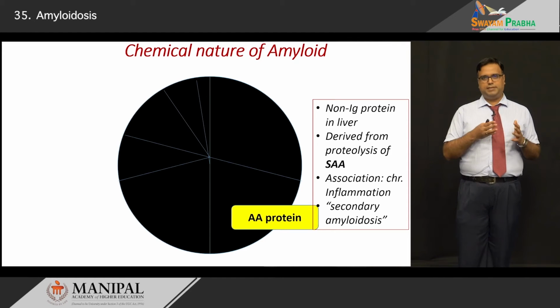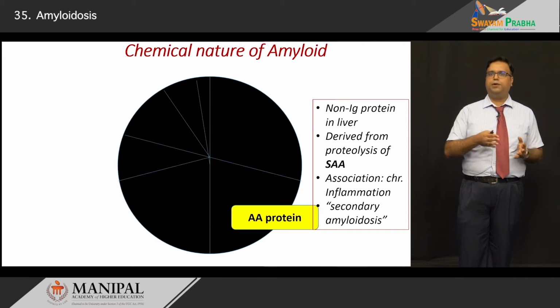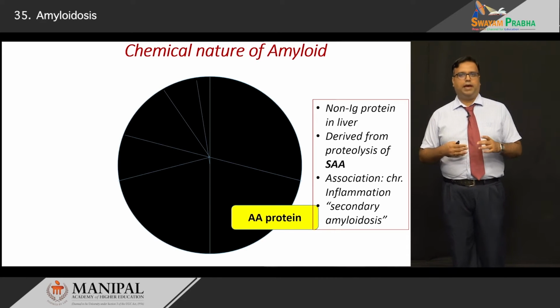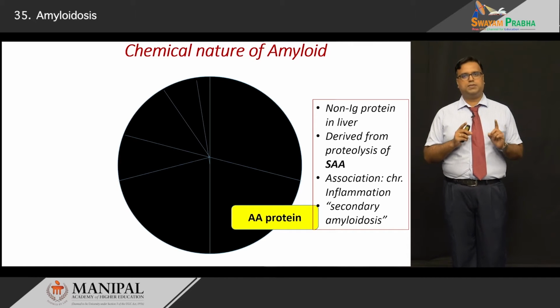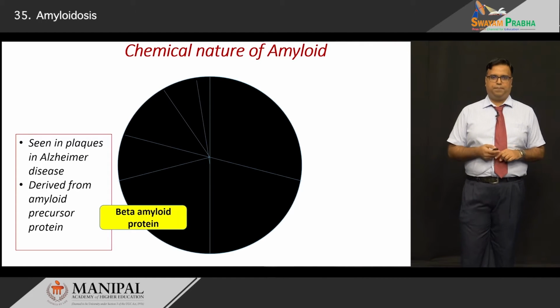Over the years, they have seen that there is an intimate association between AA amyloid and chronic inflammatory disorders, and these are sometimes referred to as secondary amyloidosis. So, secondary amyloidosis, you are talking AA protein.